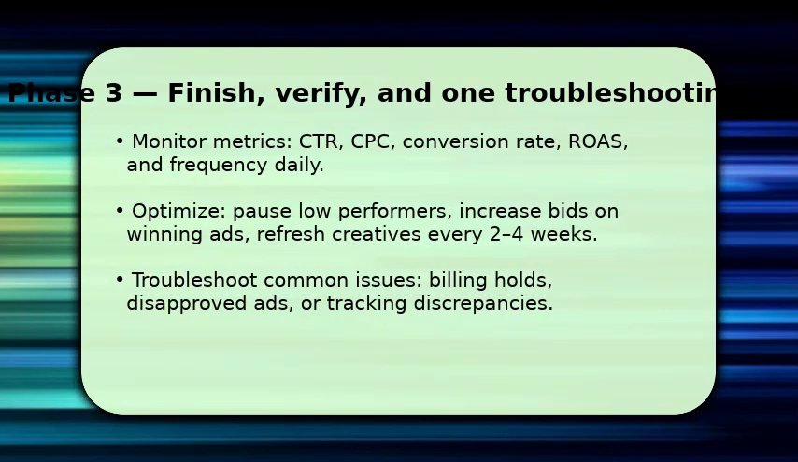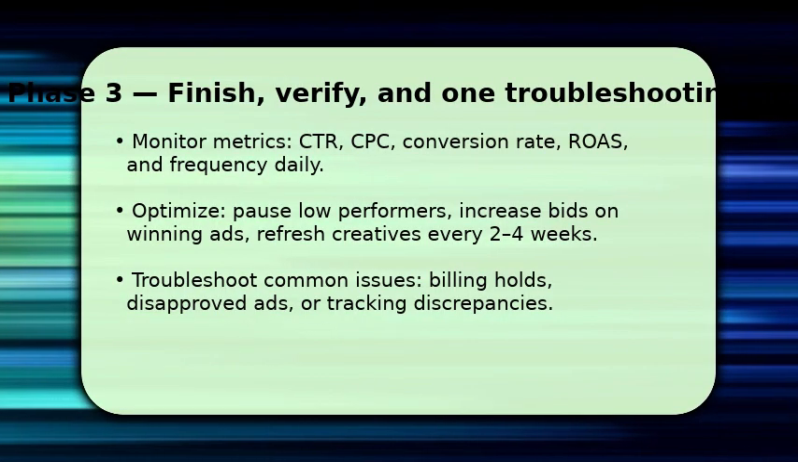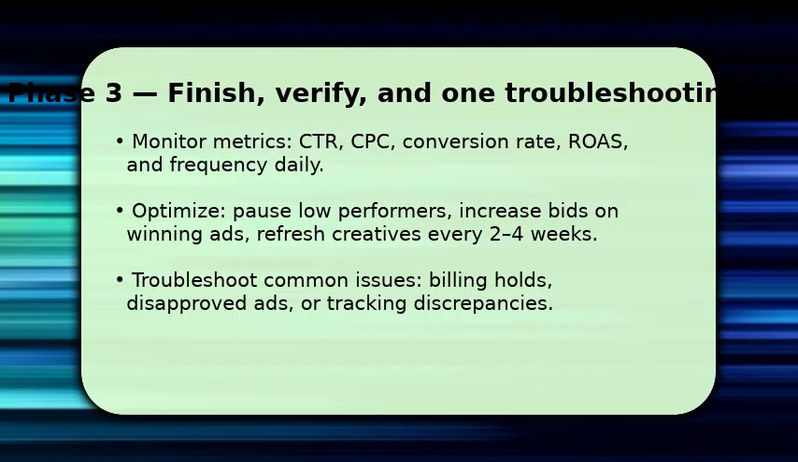You launch the campaign and immediately monitor core metrics: CTR, CPC, conversion rate, ROAS, and frequency, so you can react within the first 48 hours. If an ad underperforms, pause it and reallocate budget to winners, make bid adjustments, and test fresh creatives.